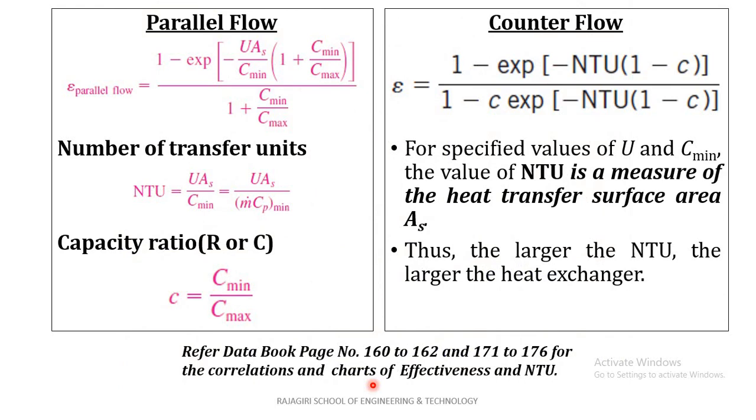Now these are the equations you can find from the data book. Some textbooks follow small c for the capacity ratio, and some textbooks follow capital R for the capacity ratio. So here, for specific values of U and C minimum, we can see the equation for NTU.